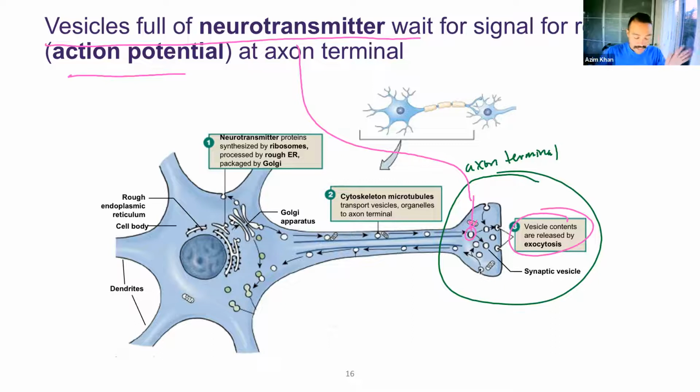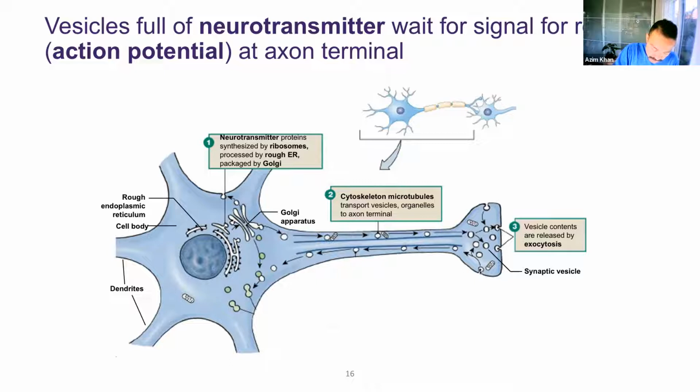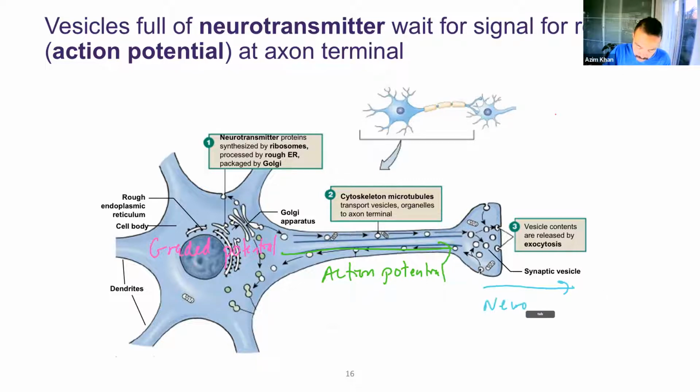So we've gone from a graded potential in the dendritic cell body area, transitioning to an action potential from the axon hillock to the axon terminal. And that's all electricity. And now we're getting neurotransmitter release. And that's chemical. We're relying on physical molecules.